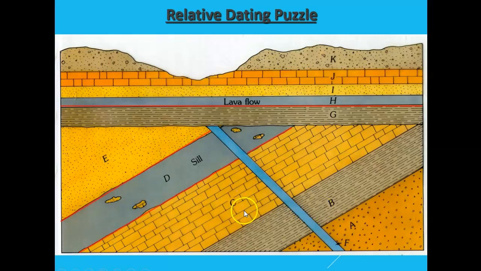So A, B, C, E. Then D, and of course F cuts everything there, so then I can cut them. It doesn't cut G, which means G wasn't there. But look, this contact right here where G is, is an unconformity. It is mostly an angular unconformity. The rock across that boundary is at an angle to each other, so that is an angular unconformity.